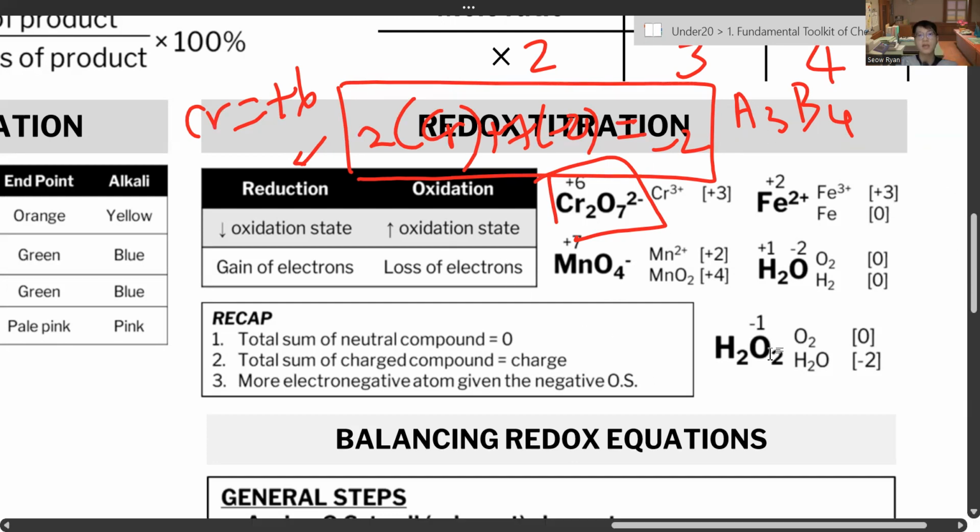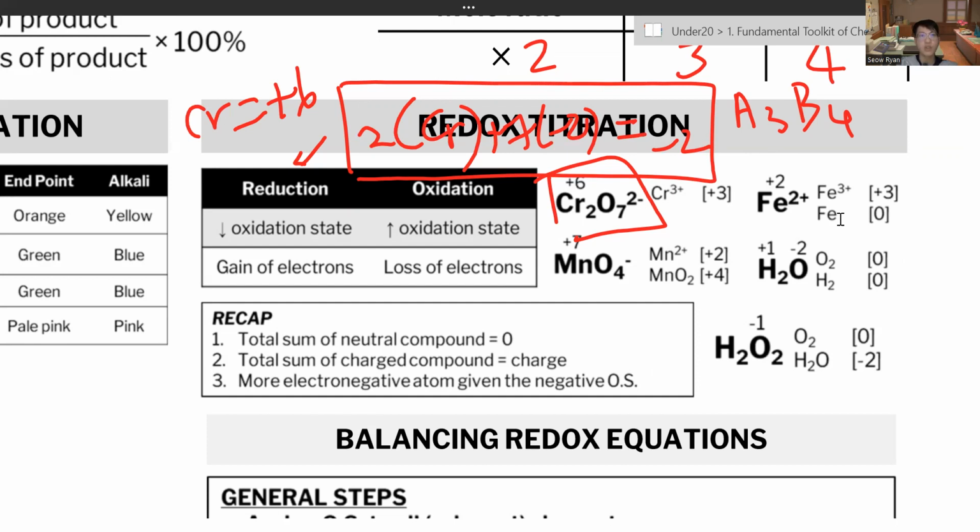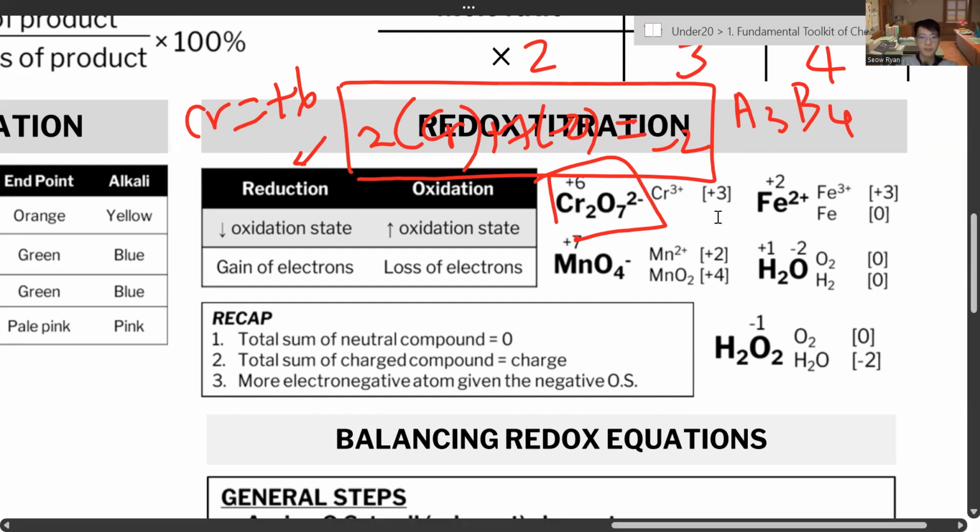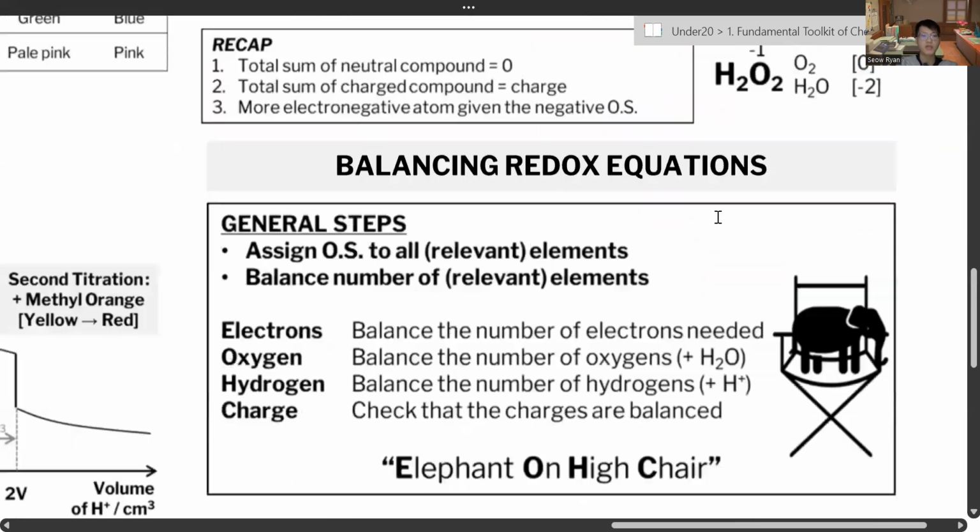So this list over here is just a list of common oxidation states that come out. You don't have to memorize it. You can always figure it out yourself, right? But the most important thing is balancing redox reactions.